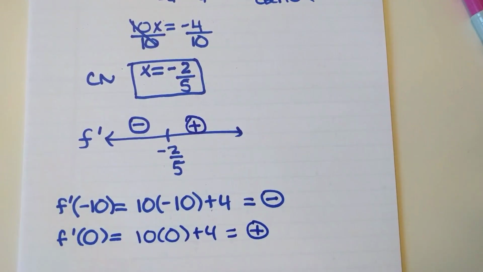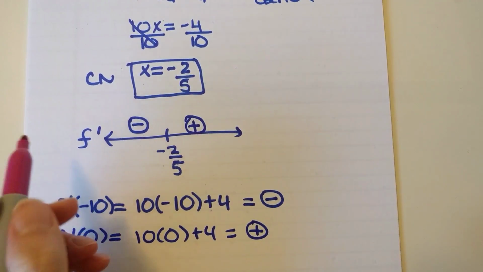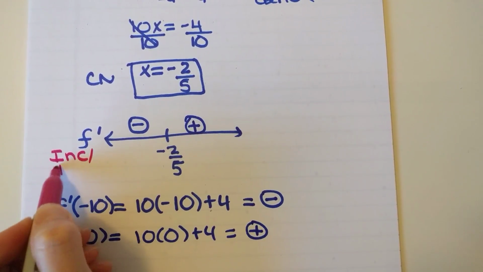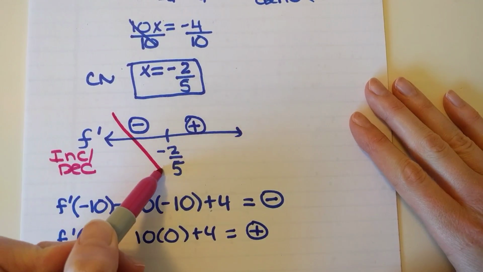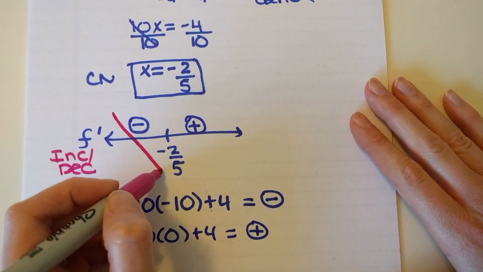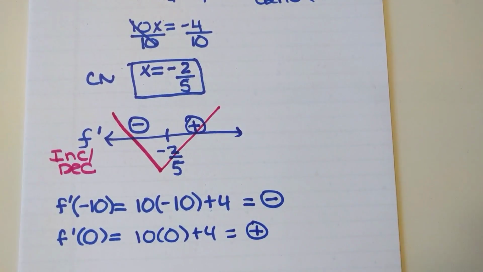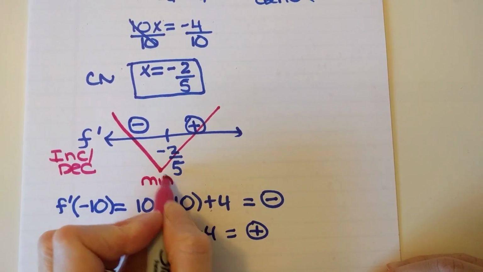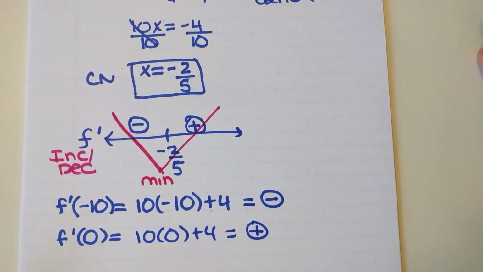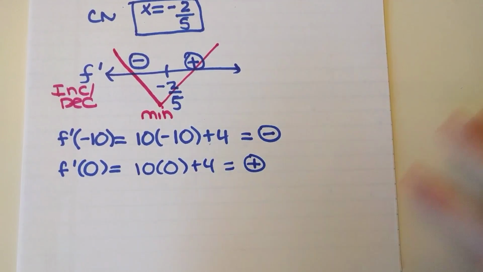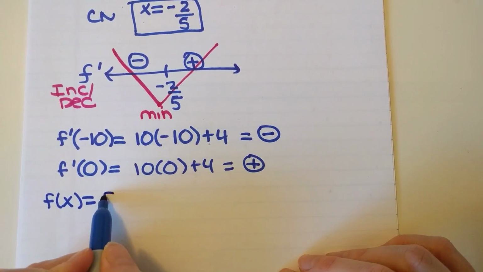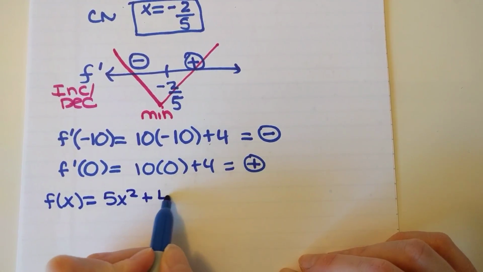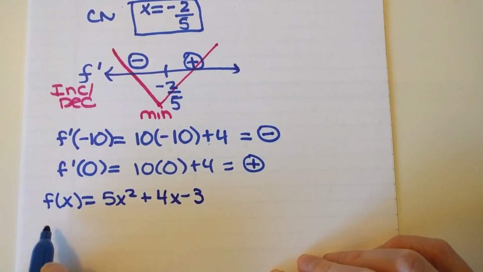Now, at this point, because we're looking at the first derivative, that is going to tell us information about increasing and decreasing. This negative means that we're going down until negative 2/5, and then up starting at negative 2/5. So we have a minimum. Now, to find the actual point, what we want to do is plug into the original function. So the original function was f of x is equal to 5x squared plus 4x minus 3.